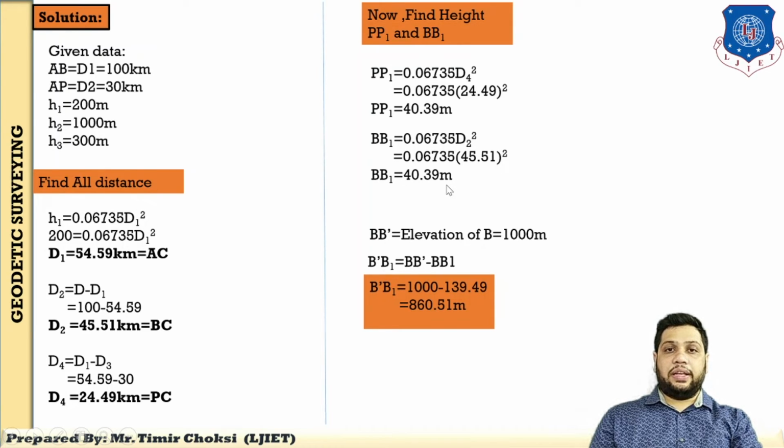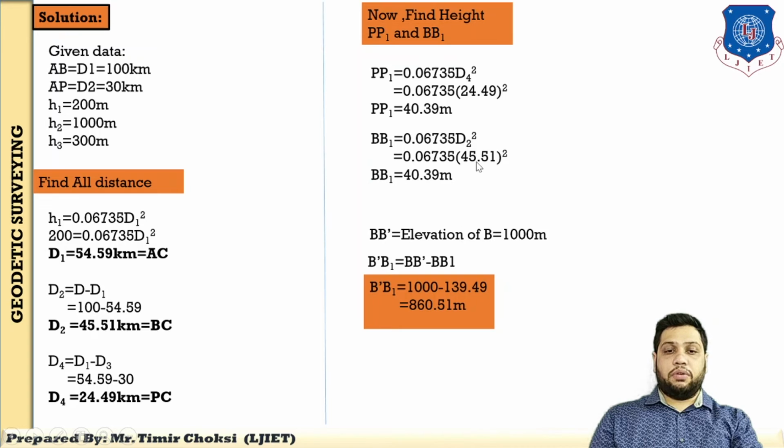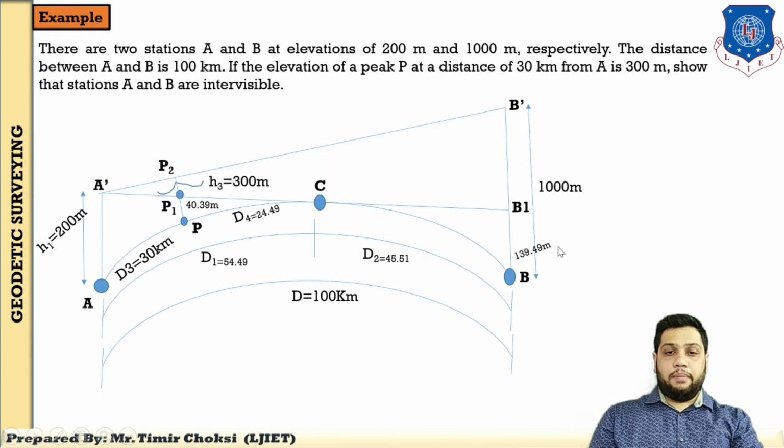Similarly, you have to find the answer of BB1. Here consider the distance D2. D2 is 45.51. So put the value of D2 square and get the answer of BB1. Now the elevation of B is 1000 meters, which is already given. But here the answer of BB1 is only 139.49, so it is not visible.